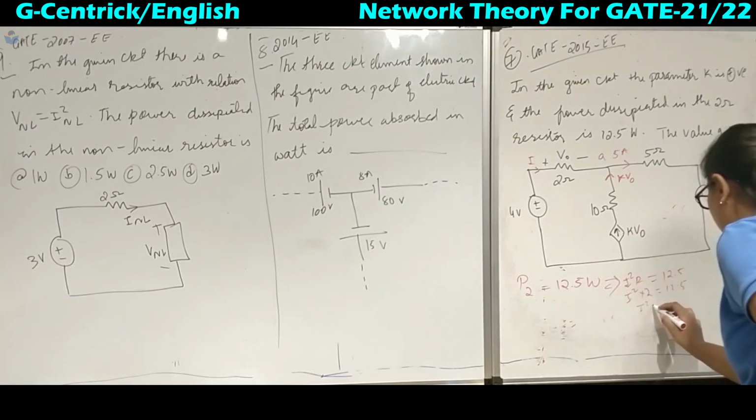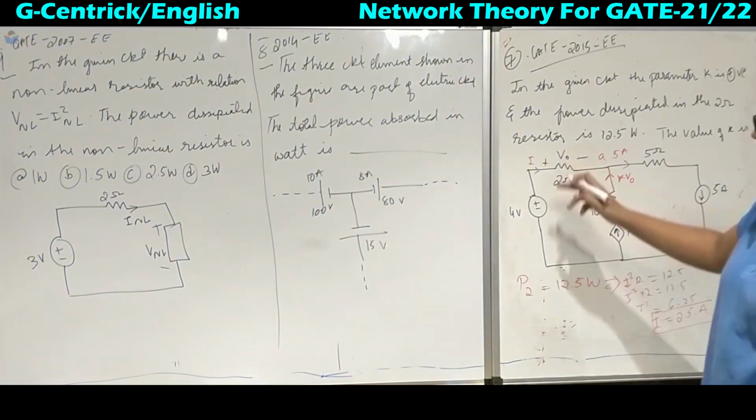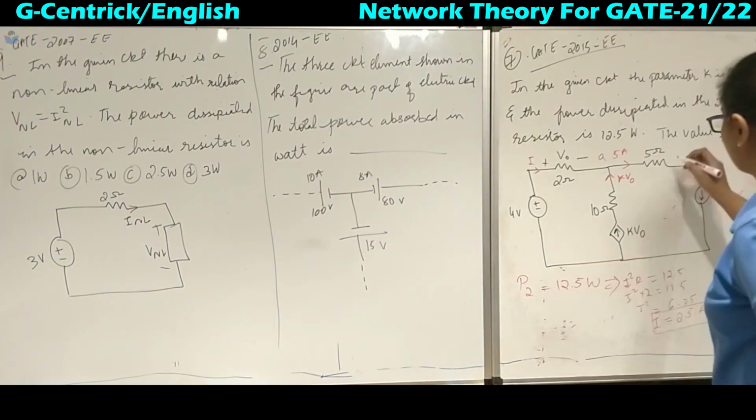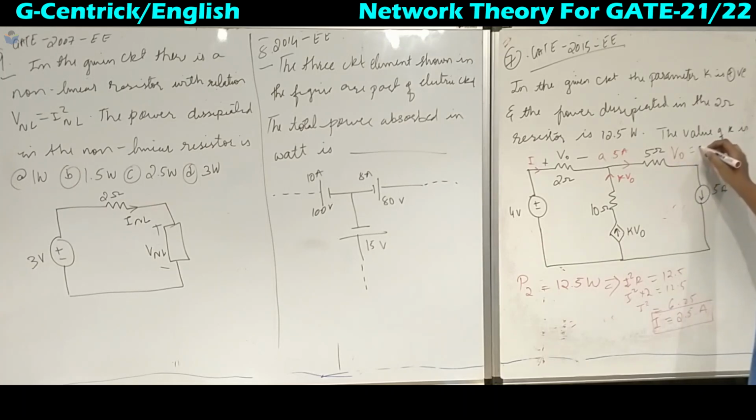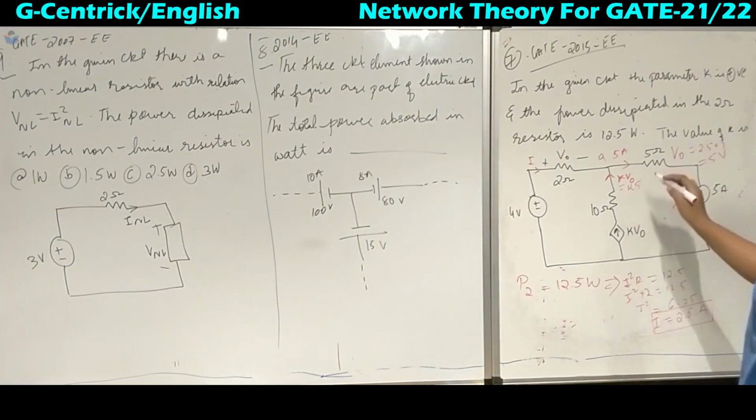Now I square is equal to 6.25. So the value of I is equal to 2.5 amperes. Okay, so 2.5 amperes. Now we got the value of current. We can find the value of V0. So V0 is nothing but I into R, that is 2.5 into 2, which is equal to 5 volt. So once this is 5 volt, then this will be equal to K into 5.